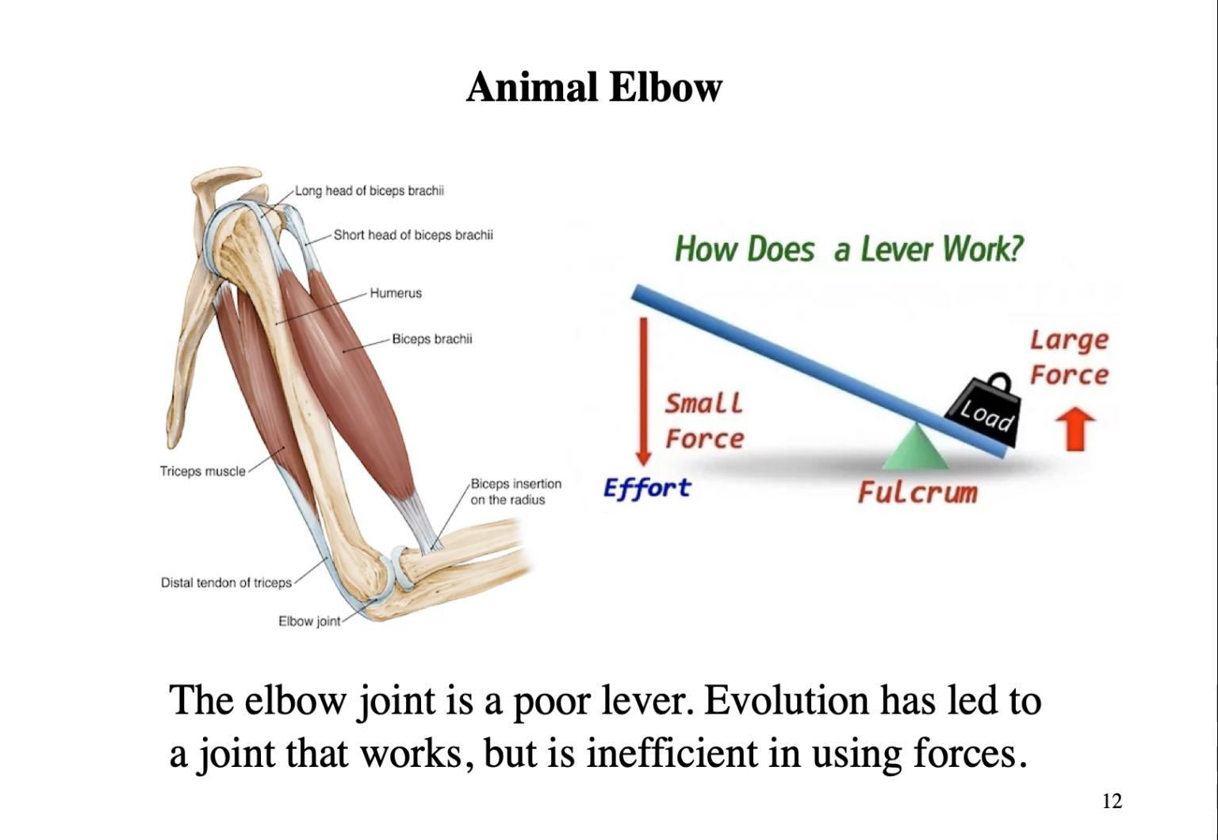Here's another example of a poor design. You wouldn't design a lever like the arm, but it has evolved that way because it's functional as an arm.